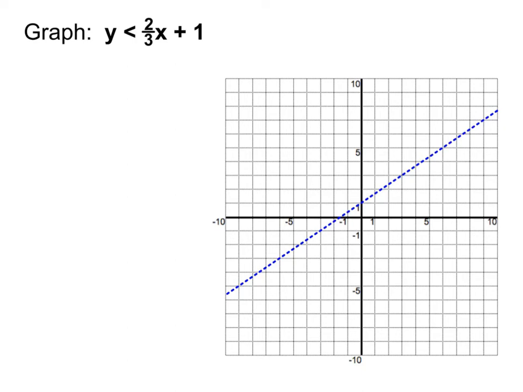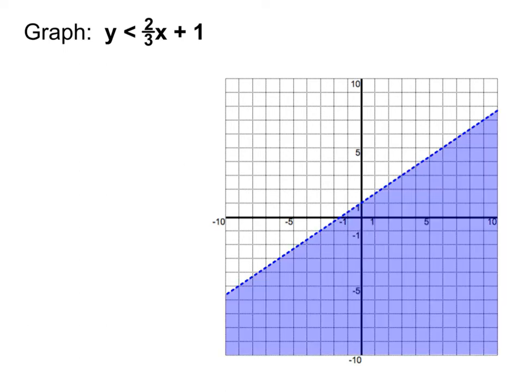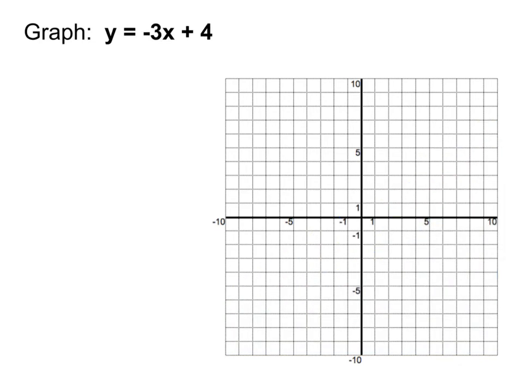Now from here, I need to shade. In this case, it is less than, and if y is less than that line, then I need to go below the line when I shade it. All right, let's take a look at one more set of examples.